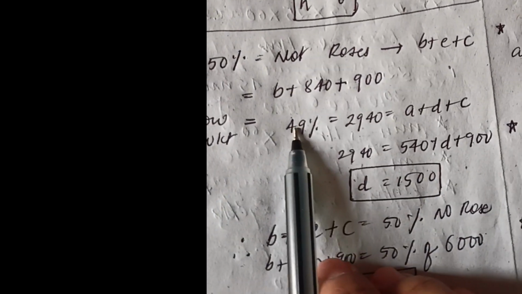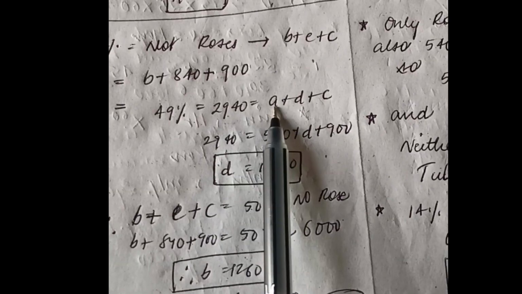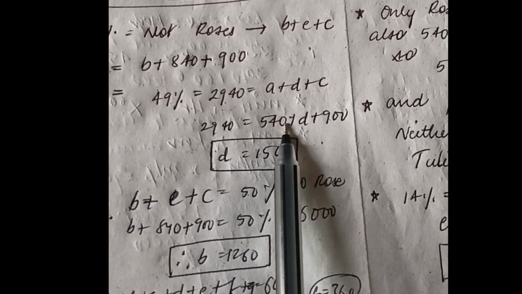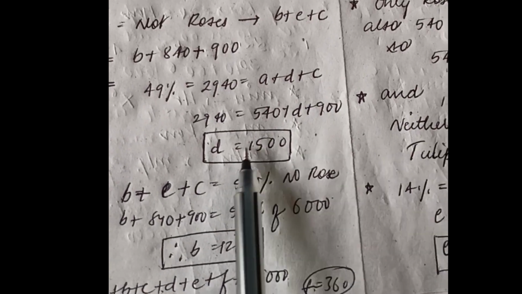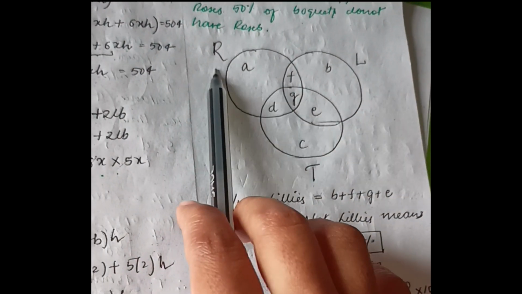Now we know that 49% will be equal to 2940. That will be equal to A plus D plus C. So 2940 will be equal to 540 plus D plus 900. We got D is equal to 1500. That is only R and T but not L.